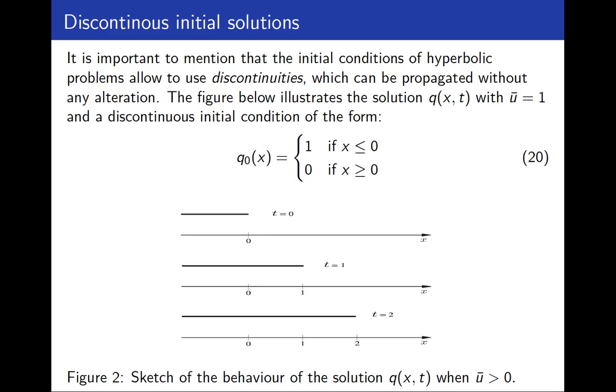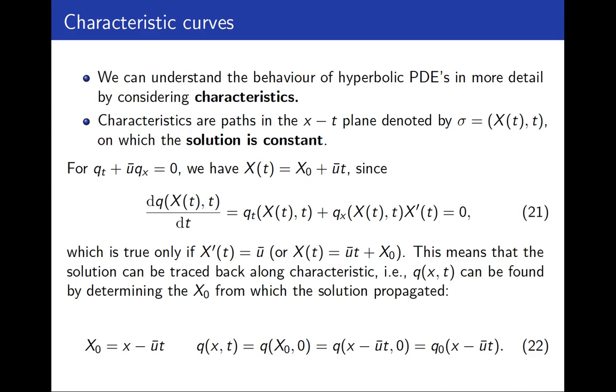This is just something remarkable I wanted to mention. Now I also want to talk about characteristic curves, because these curves help us understand the behavior of physical PDEs in more detail. But what are those characteristic curves? These characteristics are paths in the position and time plane. These paths are denoted by sigma, which depends on capital X, which depends on t, so sigma also depends on time. And along these paths, the solution is constant.